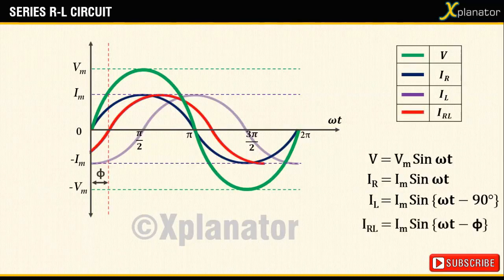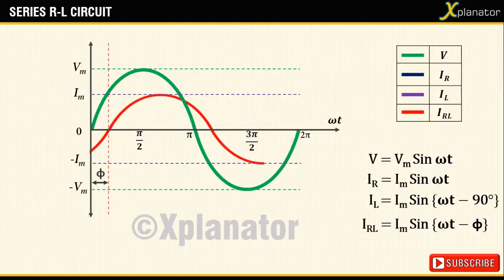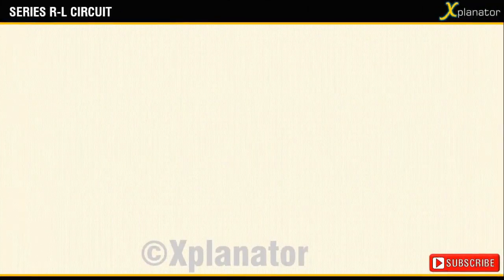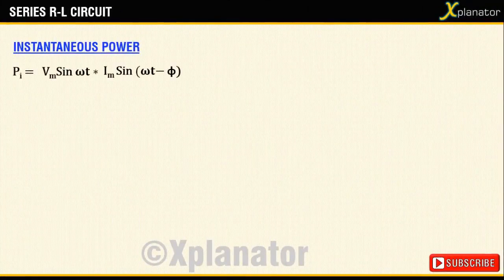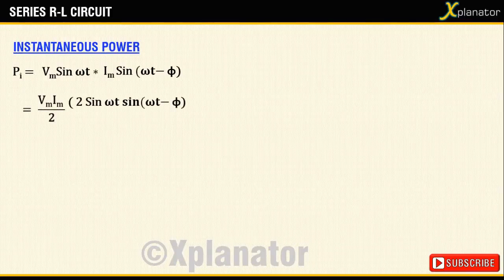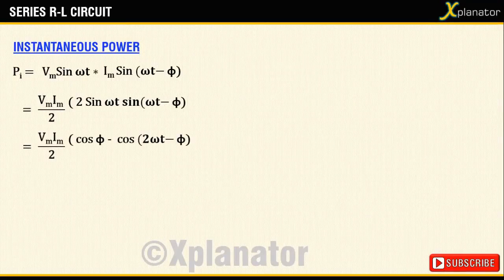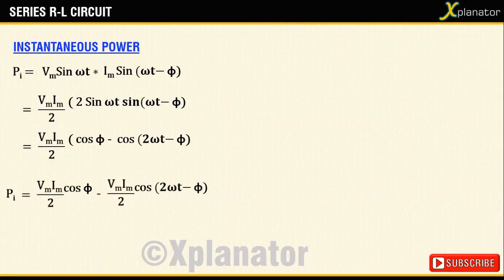With voltage and current equations and the plots, it is possible to derive the power equation and draw the power plot as well. For instantaneous power Pi, which is equal to V into I, substitute the values and simplify using the trigonometric identities. You will get P equal to Vm Im by 2 into cos phi minus cos of 2 omega t minus phi. The terms may be separated and written as Vm Im by 2 cos phi minus Vm Im by 2 cos of 2 omega t minus phi.